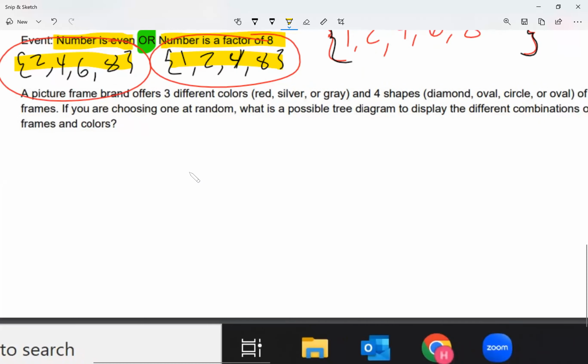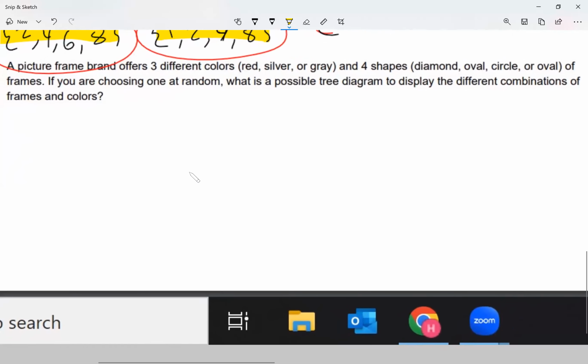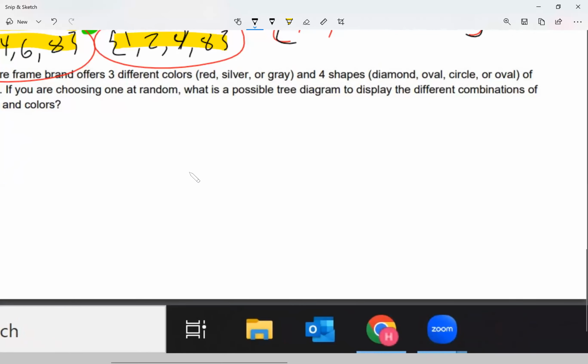So here, my example says there's a picture frame brand that offers 3 different colors: red, silver, or gray. And then there's 4 shapes: diamond, oval, circle. Okay, let me change this. I had a typo here. I typed in oval twice. Let's call this rectangle.